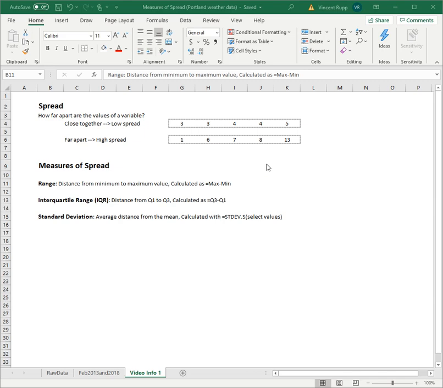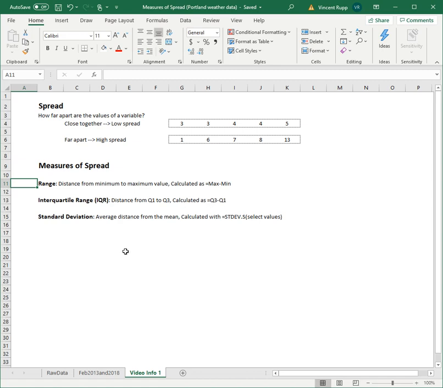Now, measuring spread is a little difficult. There are 3 major measures. The simplest is range. Range is the distance from the minimum to the maximum value. You calculate it just as equals max minus min. The interquartile range is similar. Interquartile is between the quartiles. That's the distance from Q1 to Q3 then, and it's a similar calculation, just Q3 minus Q1.